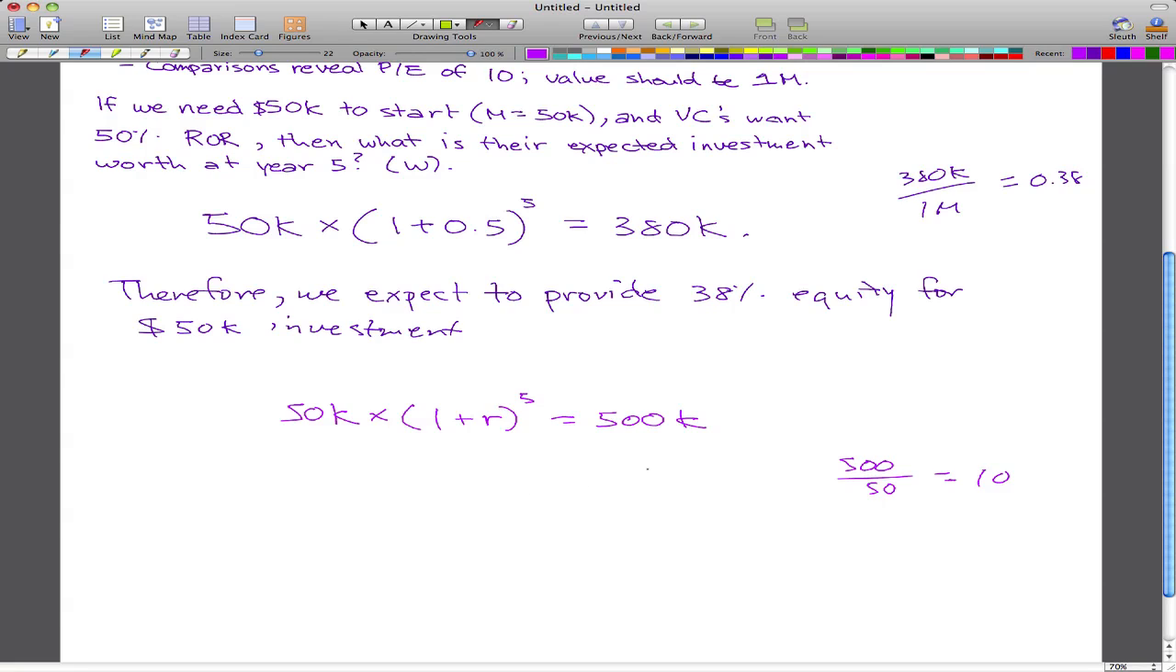My math is going bad. So pretty much we have the fifth root of 10 equals 1 plus r. The 5 over here we got rid of, because if we take the fifth root of 10, then it's just 1 plus r. So you get the idea. The fifth root of 10 is actually 1.58, so it's pretty much just 0.58. So the rate of return that they actually want is 58%.